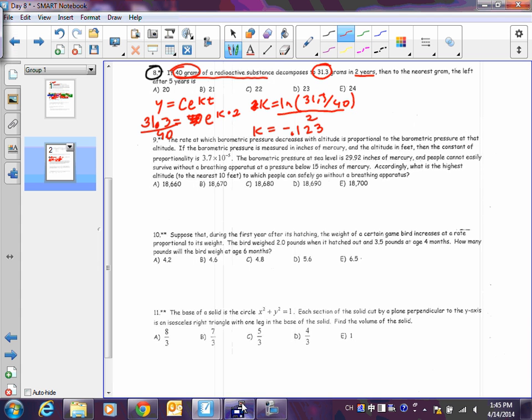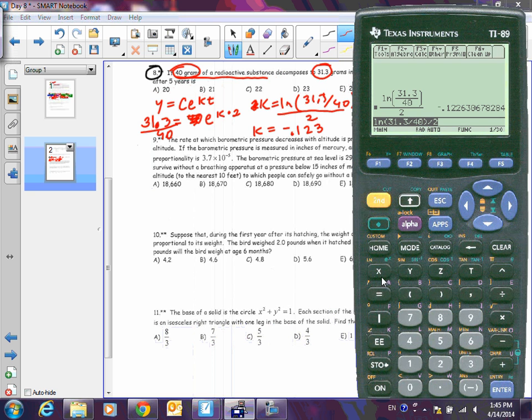All right, now negative 0.123 is just an estimate. I want the actual number. Like when I go into part 2 of this problem, I need to use the actual K. So how can I do that? You're going to store it. So you're going to come down here above the on button, hit the store, and hit alpha K.